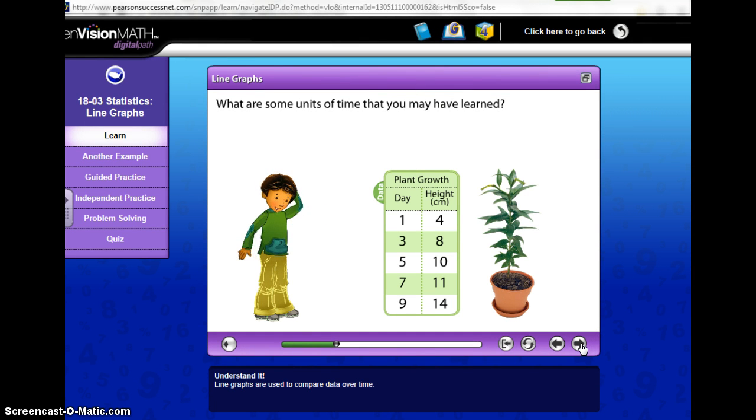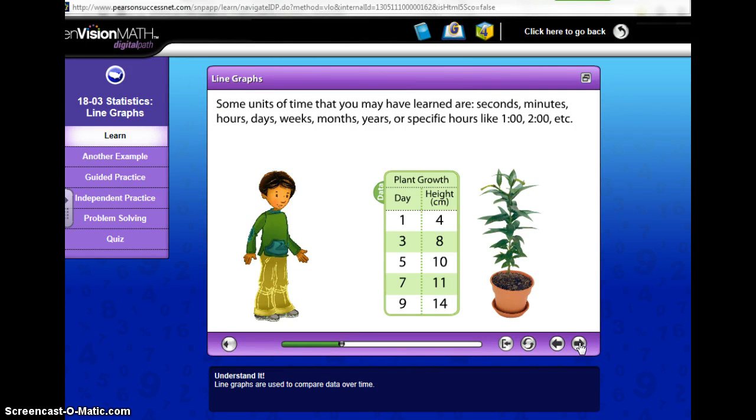What are some units of time other than the day that you think we could put in a line graph? Decades, sure. Okay, like specific time of the day. I like that one. Centuries. Let's think a little smaller. Seconds. Minutes. I don't know about that. Here are some examples, all the ones that you mentioned.